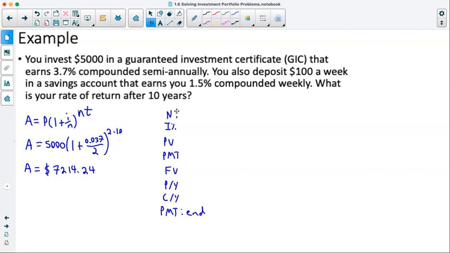Okay, so we deposit $100 a week. So our payment is -100. Our present value we're going to take as 0. And we're depositing this weekly, so our payments per year would be 52. And our interest rate's 1.5%. It's compounded weekly, so therefore compounding periods per year is 52. Our future value is what we're solving for. Our N is in 10 years, so it's compounded 52 times a year times 10 years, so that would be an N value of 520.